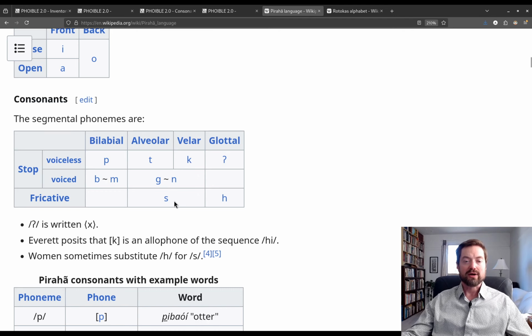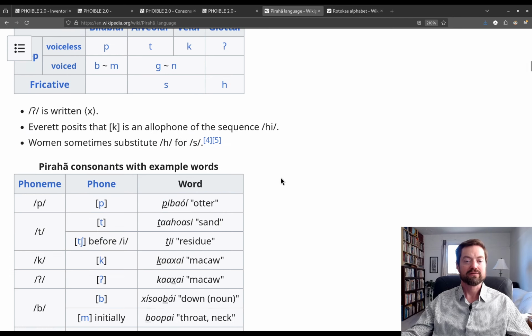This language also has the fricative S, one of the most common fricatives, and the H sound, and the glottal stop, that famous sound in phonetics, the sound of the throat opening and closing. You would see it in a word like uh-oh, that gap in the middle of the word. So there's your 8 consonant phonemes.